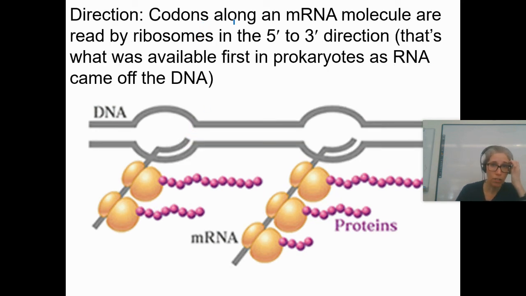Direction: the codons along the mRNA molecule are read by ribosomes in sort of the opposite direction that the mRNA is made. So it starts over here on the 5' to 3' direction. So that's the one that was first available. As you're continuing, I don't know if I'm saying this right, but you're continuing to add to the 3' side, but you're starting your translation on the 5' side.